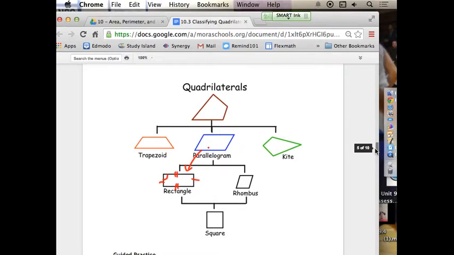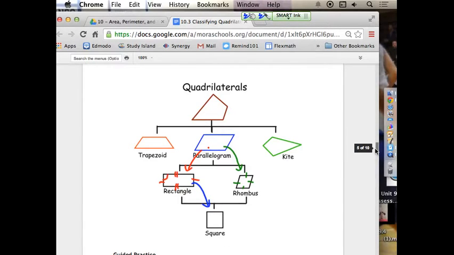Rhombus. A rhombus is a relation to the parallelogram. The only difference between a rhombus and a parallelogram is all four sides are equal here. Still doesn't have to have 90-degree angles, but all four sides are equal. And then both of these two morph into a square. A square is a rhombus with 90-degree angles. And a square is also a rectangle with four equal sides.